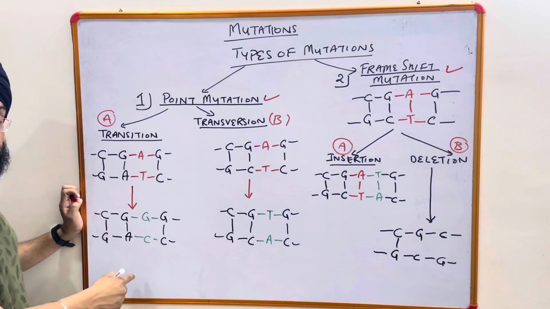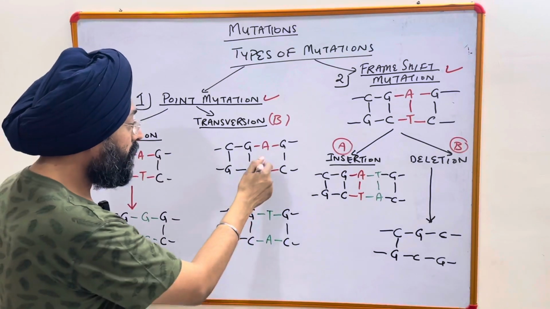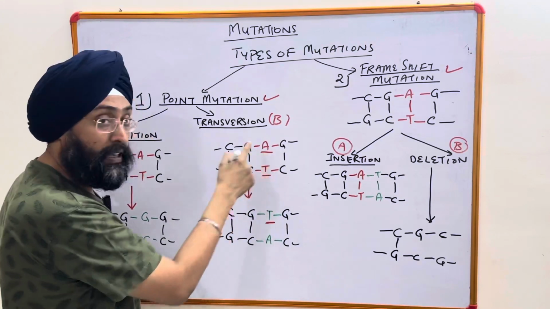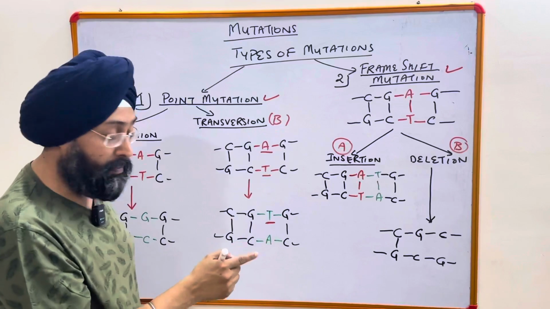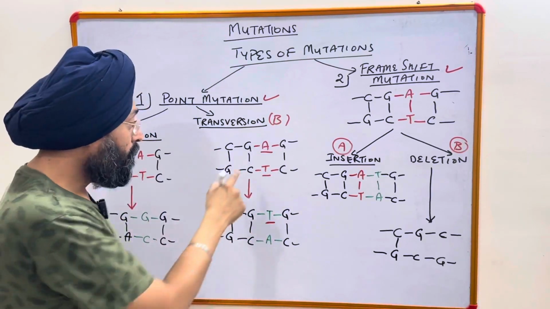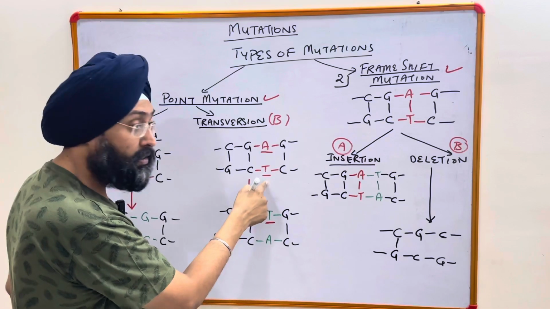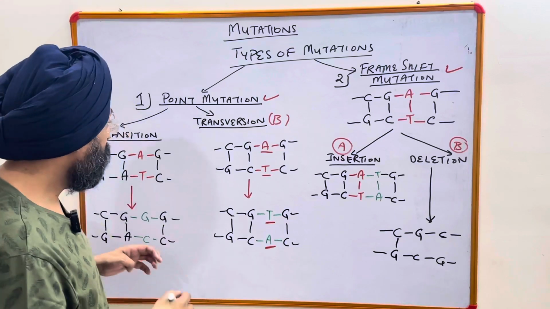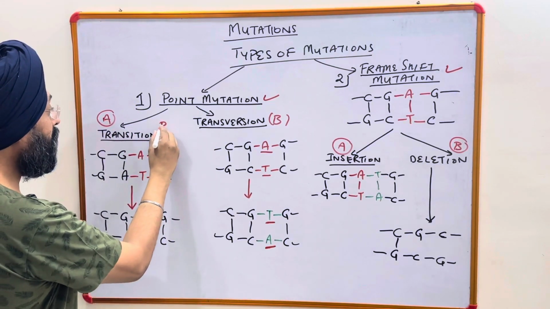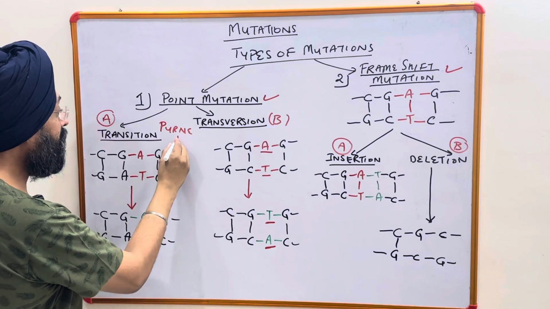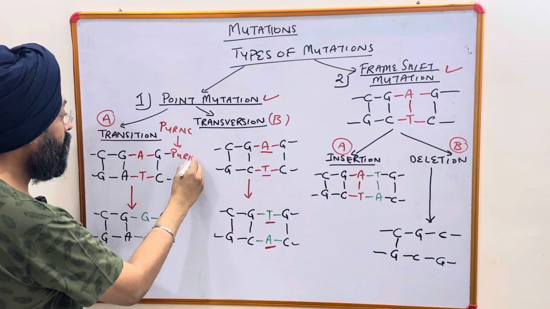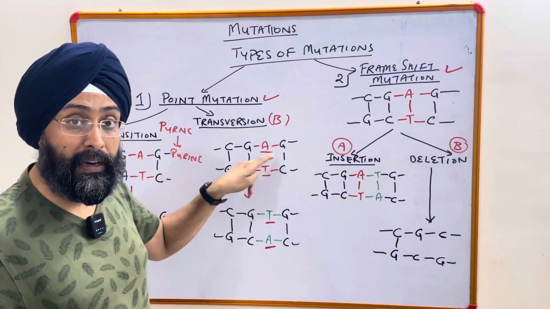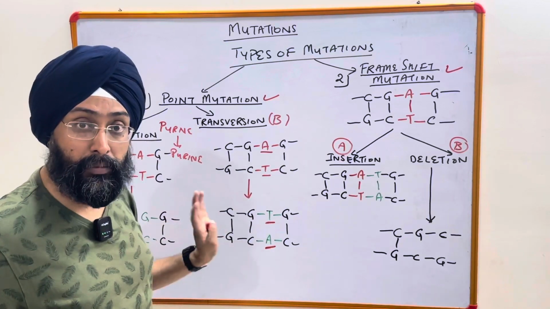So this is transition. In case of transversion, we have adenine and thymine here. So adenine is replaced with T. Adenine is a purine and thymine is a pyrimidine. So there is vice versa. Purine is replaced with pyrimidine. And thymine, a pyrimidine, is replaced with A, that is our purine. So in transition, purine can be replaced by purine and pyrimidine can be replaced by pyrimidine. And in transversion, purine can be replaced by pyrimidine and pyrimidine can be replaced by purine, right?